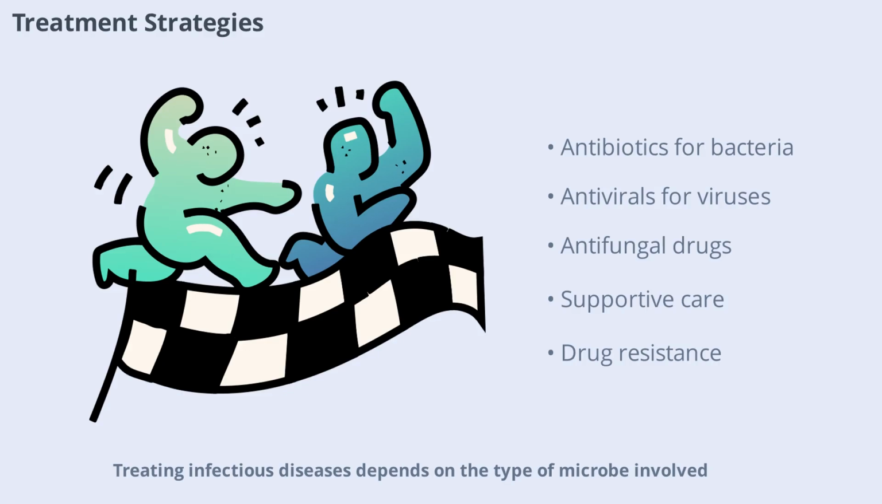Treating infectious diseases depends on the type of microbe involved. Antibiotics are used for bacterial infections, while antivirals target viruses. Antifungal and antiparasitic drugs treat fungal and protozoan infections. Supportive care such as hydration and rest helps the body recover. The development of new treatments is ongoing as microbes can evolve resistance to drugs.